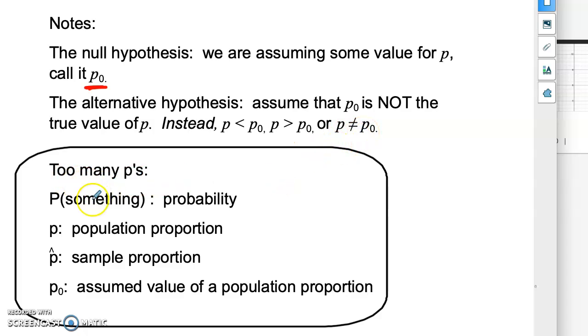Okay, there are so many P's, so let's just review them. The probability of something, we have P of something is probability. Lowercase p is used for a population proportion. P with a hat is the sample proportion, and P0 is the assumed value of a population proportion in a hypothesis test.